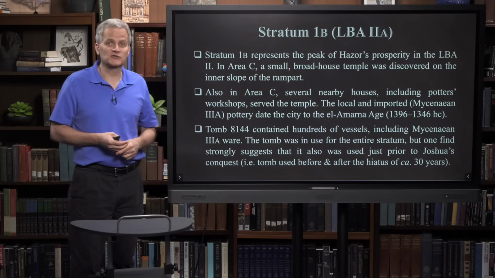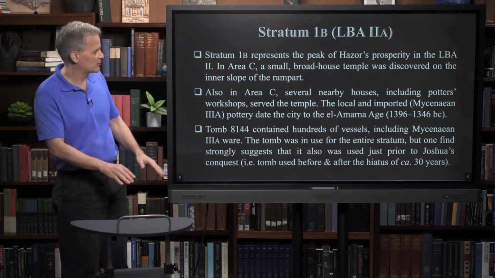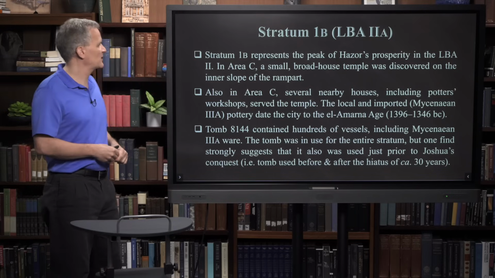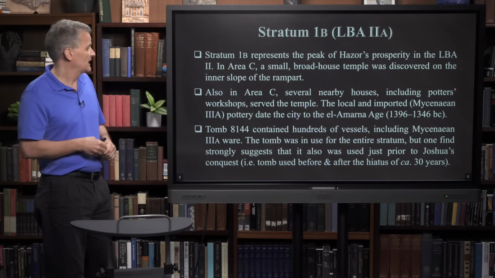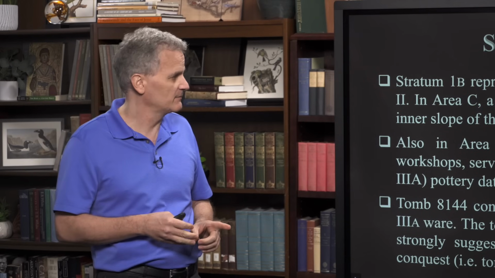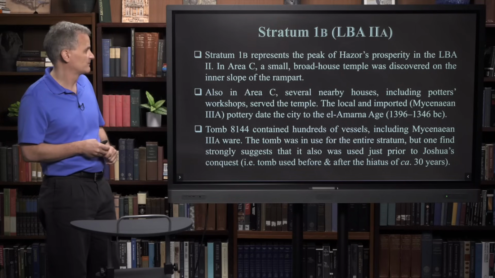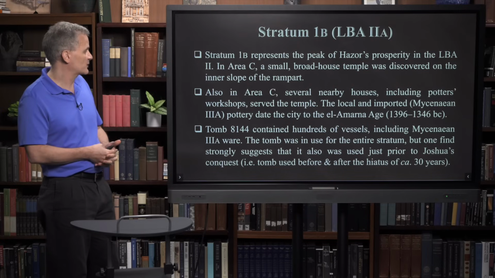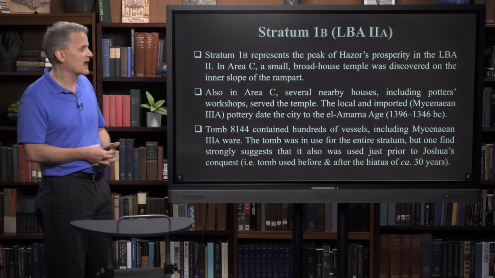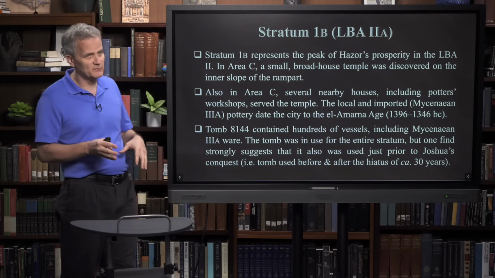So here are some of the features at Hazor for the Late Bronze Age 2A. Stratum 1B, that's in the lower city, represents the peak of Hazor's prosperity in the Late Bronze Age 2. In Area C, a small broad house temple was discovered in the inner slope of the rampart. Also in Area C, several nearby houses, including potters' workshops, served the temple. The local and imported Mycenaean 3A pottery date the city to the El Amarna age. And that's roughly 1396 to 1346 BC.